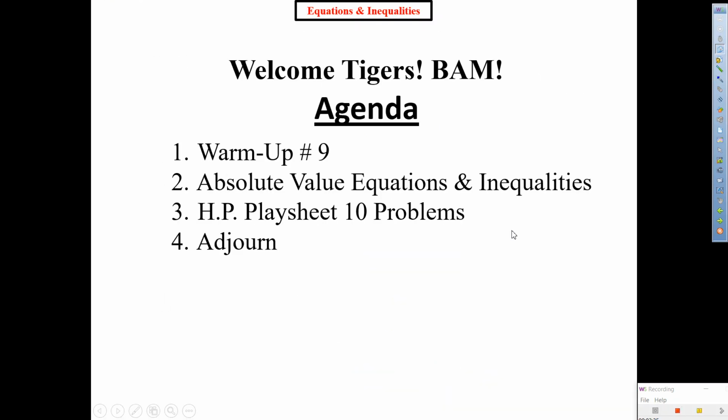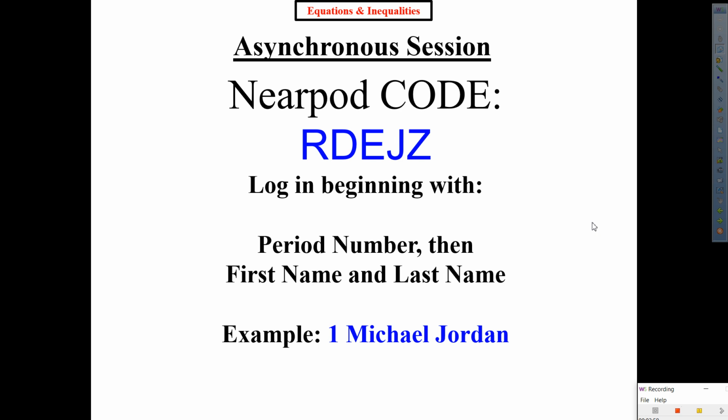All right. Copy the agenda, please. Warm up number 9, absolute value equations and inequalities. We're moving on. We're still on one variable equations and inequalities, but we're moving on to absolute value. And then we got play sheet number 10 tonight for home play. So, Nearpod code RDEJZ, or you can go to Canvas and get the play sheet from in there.